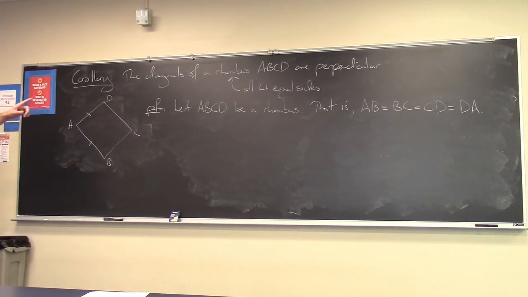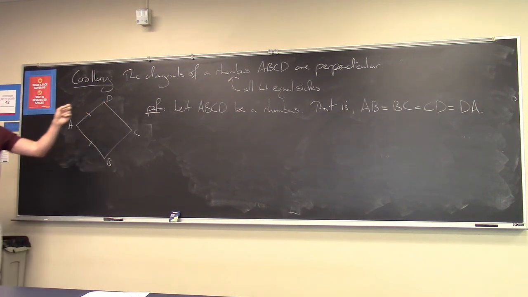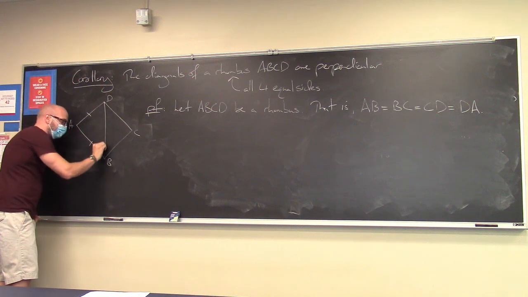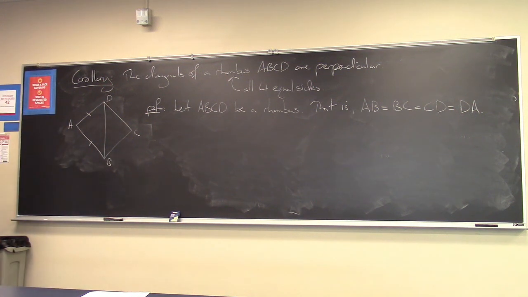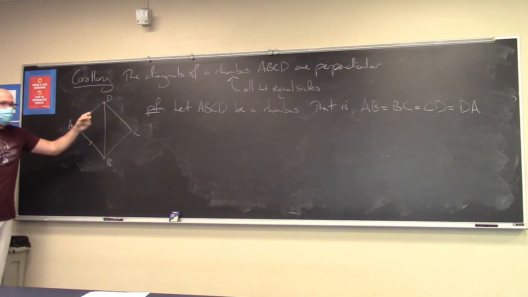So in particular, of this list of equalities here, that means that A is equidistant from B and D. By our previous result, the proof here should follow almost immediately, hence the name corollary. A is equidistant from B and D, so A is on the perpendicular bisector of BD.